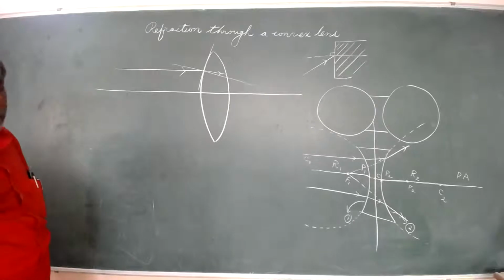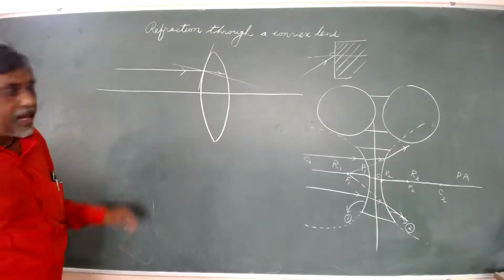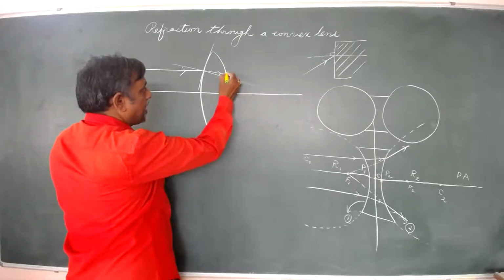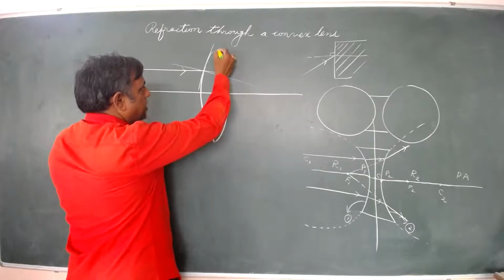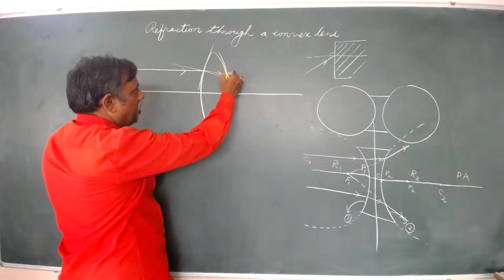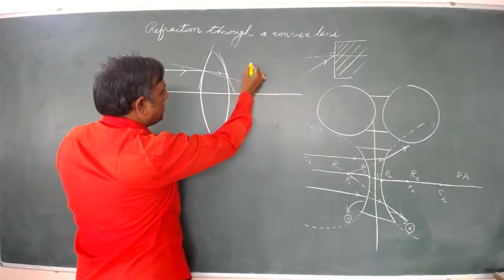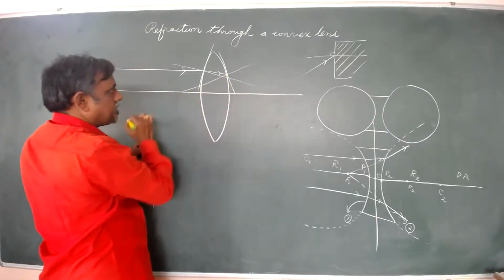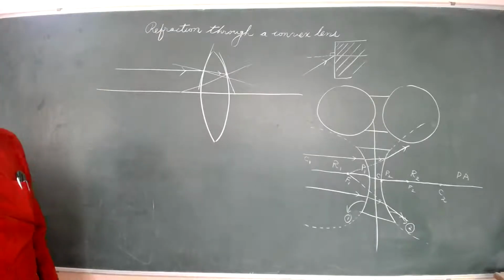Now the second refraction takes place at the second surface. During that, again, you need one tangent. This becomes the point of incidence. Right? Now you need to draw one tangent over here. Now to this tangent, you need to draw one perpendicular. This becomes the perpendicular over here. Now what happens?